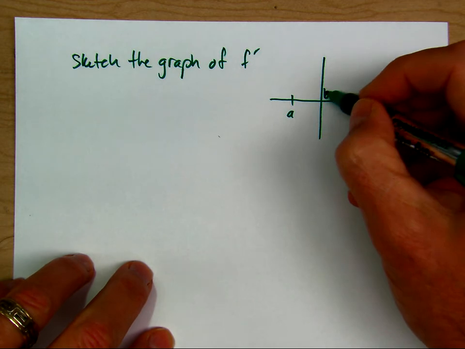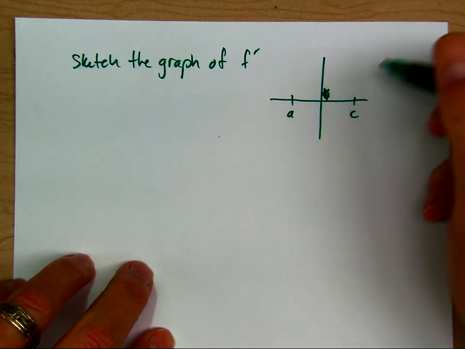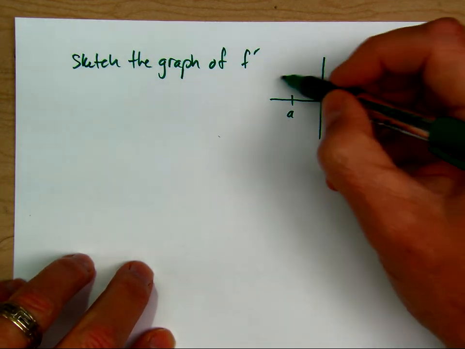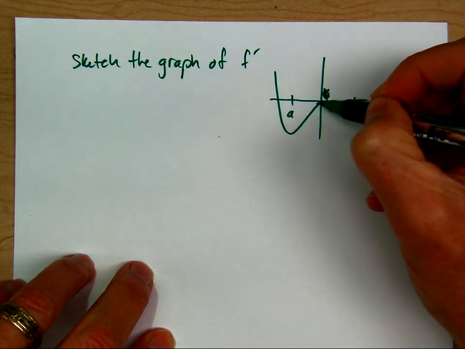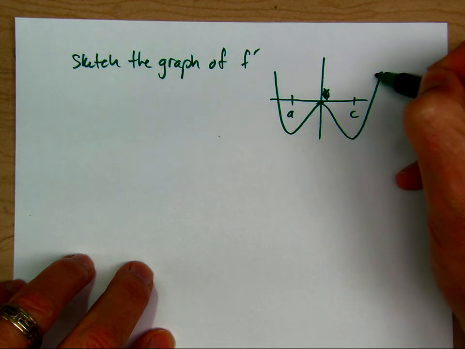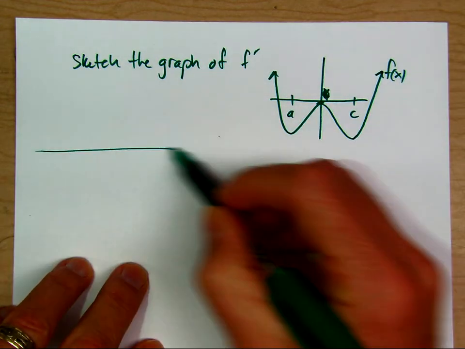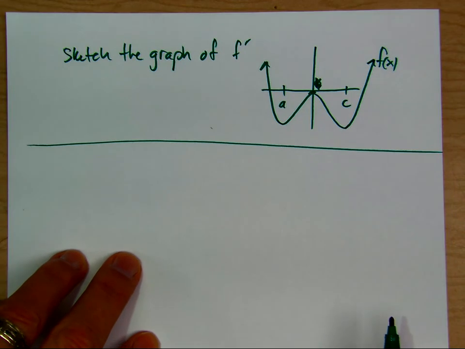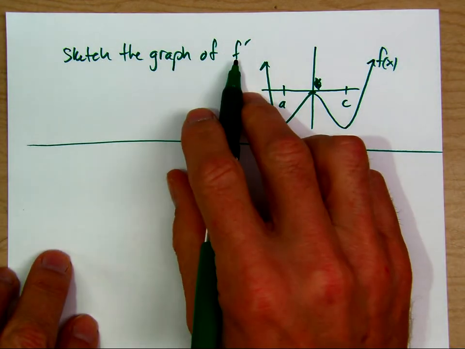I guess we don't need to call that b. We know it's 0, and we have this is the graph of f. So let's look at, we need to sketch the graph of f prime.